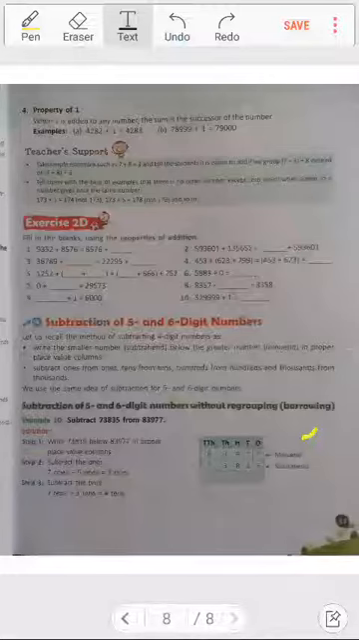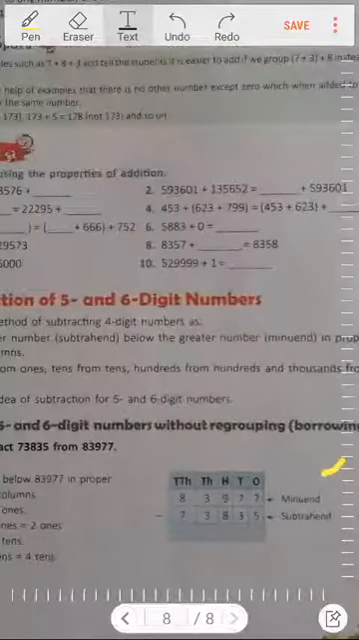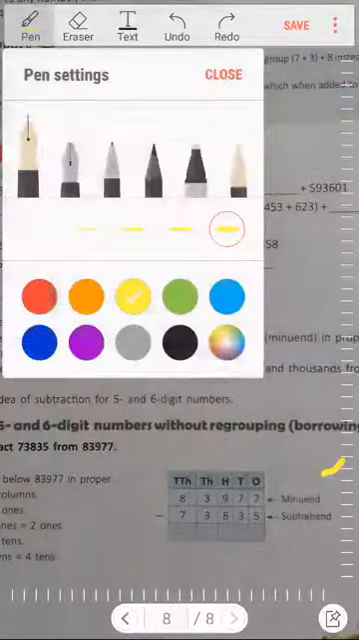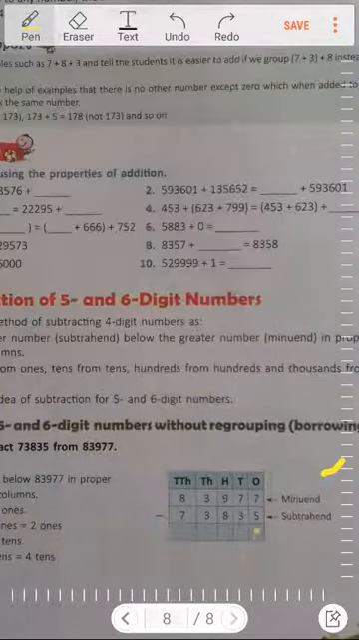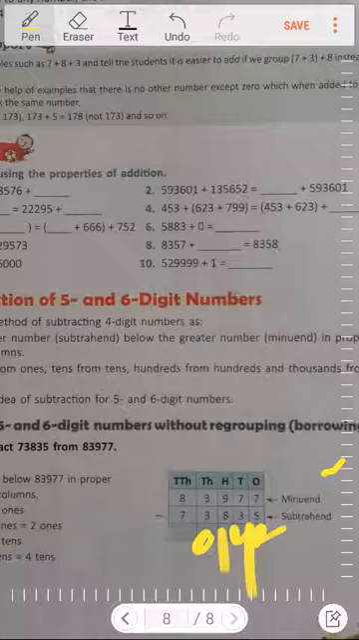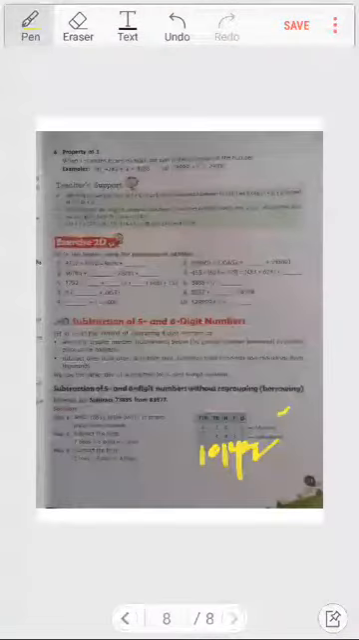Use the same idea for 5 and 6 digits, like over here 7 minus 5 will become 2. Yes, we will be writing using the pencil over here, that is 7 minus 5, it becomes 2. Then 7 minus 3 will become 4. Then 9 minus 8 will become 1, and 3 minus 3 will become 0, and then 8 minus 7 will become 1. So it will become 10142. In this way it should be done.